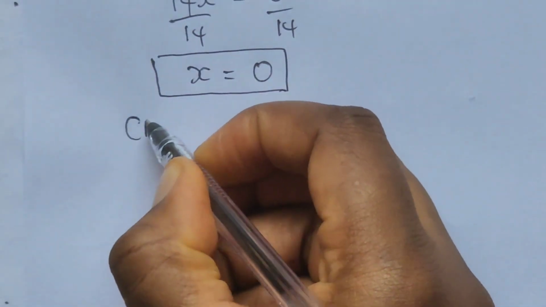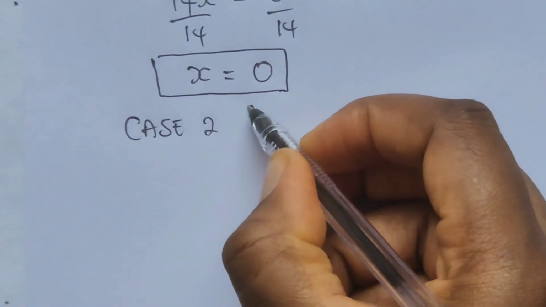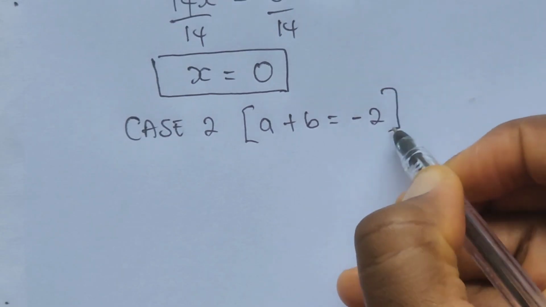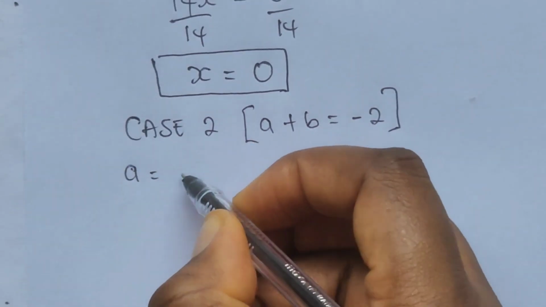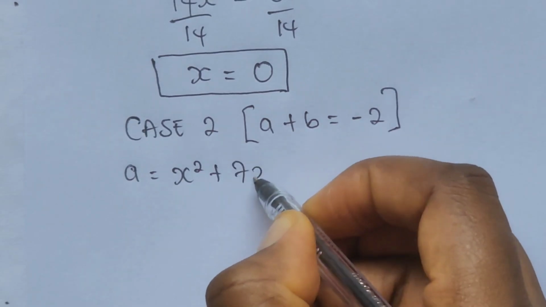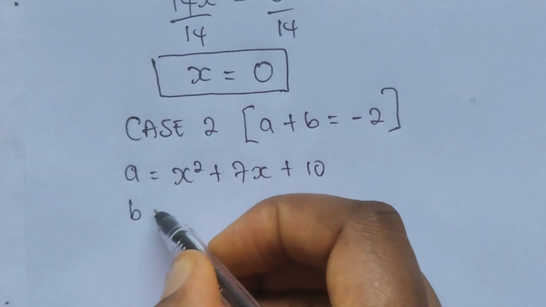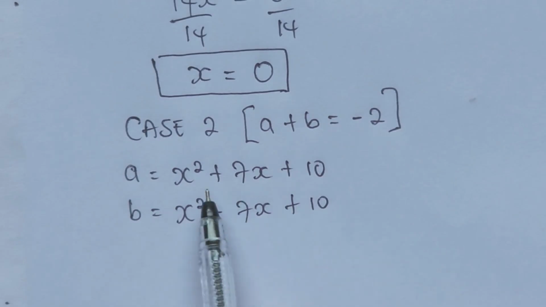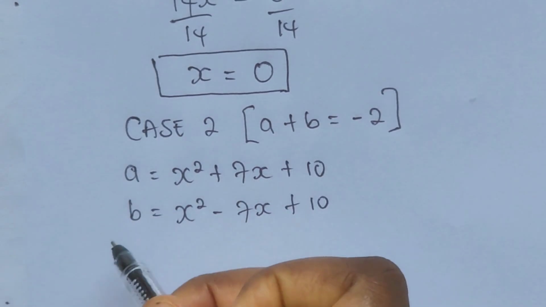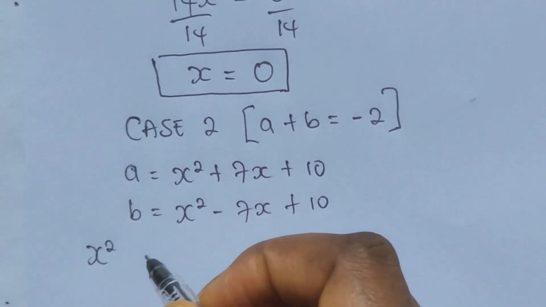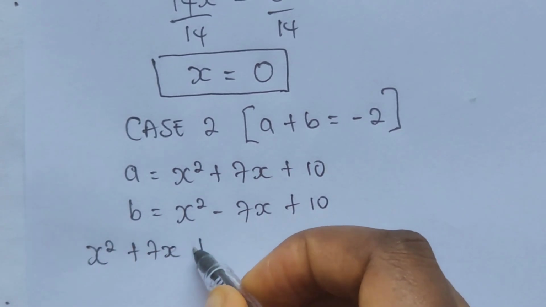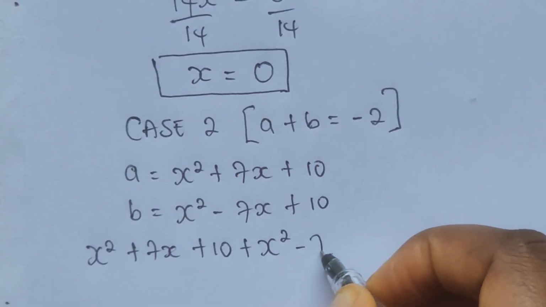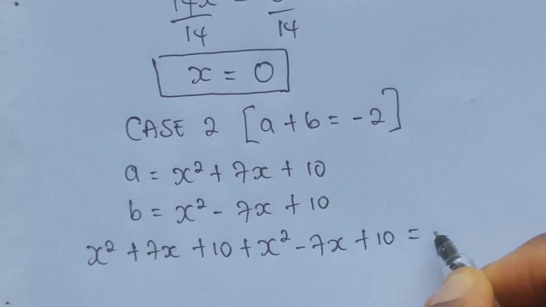We have case 2 where a plus b is equal to minus 2. So recall that our a is equal to x squared plus 7x plus 10, and our b is equal to x squared minus 7x plus 10. So imputing a and b into this equation, we have x squared plus 7x plus 10, and b we have plus x squared minus 7x plus 10 to be equal to minus 2.